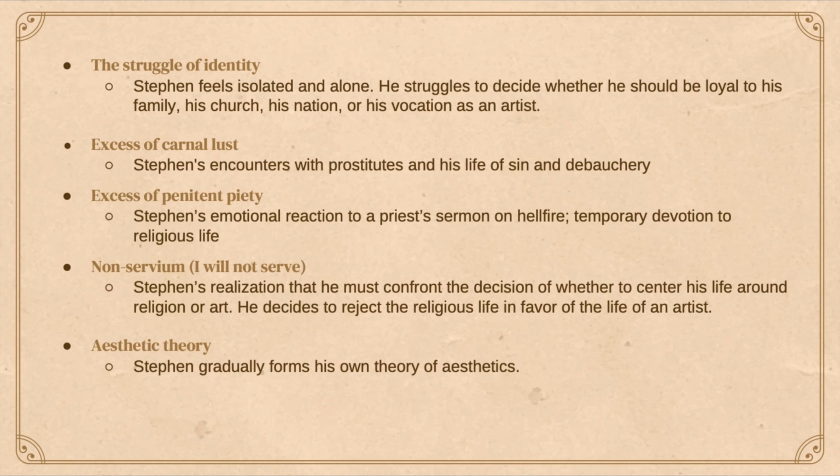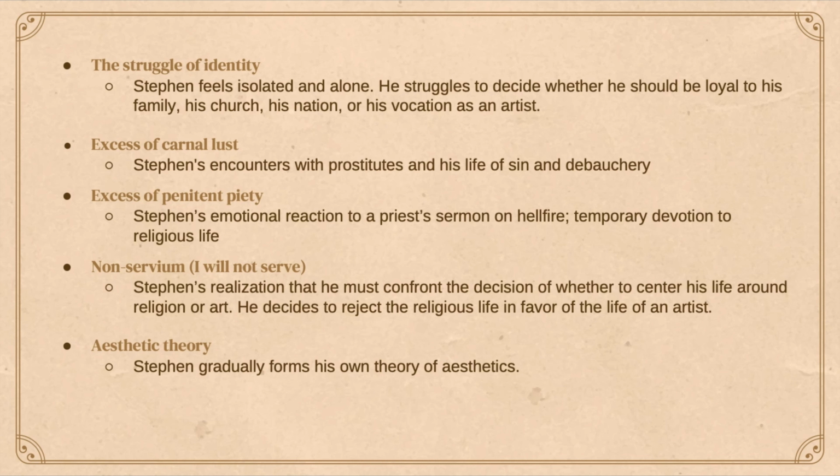Now, Stephen Dedalus goes through many changes in life, and this is a brief categorization of his major life events. First, we have a struggle with identity, where Stephen feels isolated and alone. He struggles to decide whether he should be loyal to his family, his church, his nation, or his vocation as an artist. Now, the next phase is the excess of carnal lust, where Stephen has an encounter with a prostitute and starts to live a life of sin and debauchery.